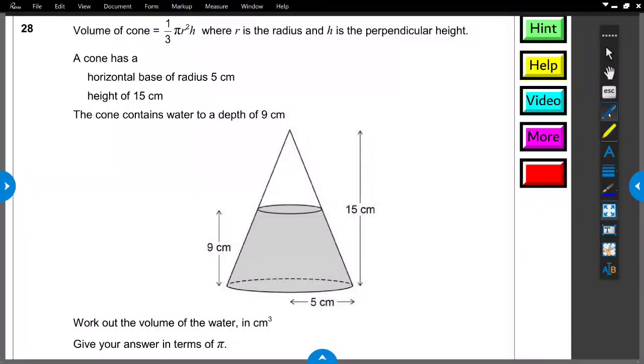Every difficult task is just the sum of a lot of simple tasks. So there's nothing about this that's actually that difficult. If we understand what the question is asking us, work out the volume of water in centimeters cubed, it gives us everything we need. It's the volume of a cone we're given. It turns out that this volume here, okay, that's quite an unusual shape.